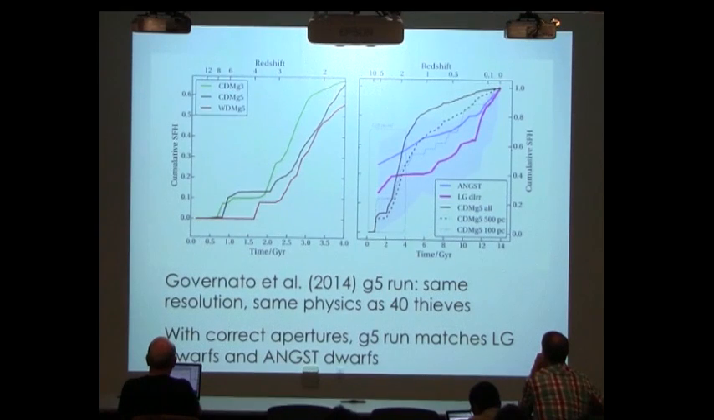I guess, are observations. The black line is without any sort of aperture correction, and the dashed lines are with varying apertures. And what you can see is good agreement between the cumulative star formation histories.